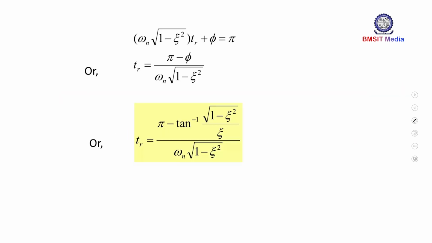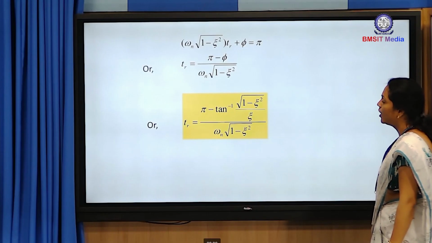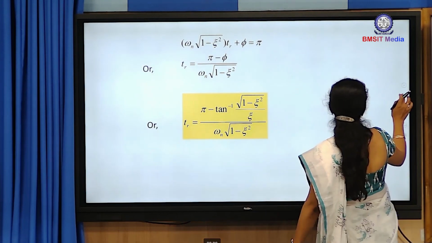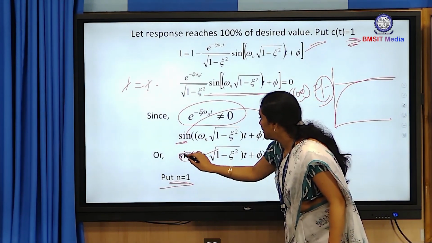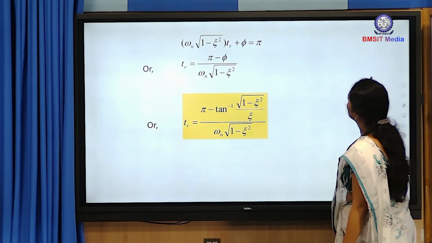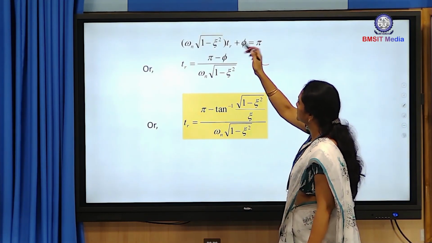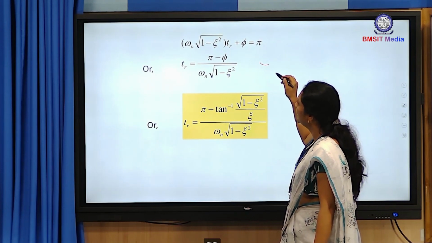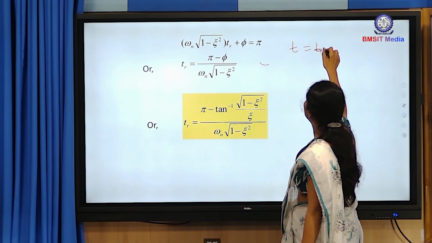And here let us consider the value of n to be equivalent to 1. When n is equal to 1, there is a repetition here. This sign is not there because I have already taken it to this side. So you will be having that as pi. Sine on both the sides can get cancelled and I can put t equivalent to tr.